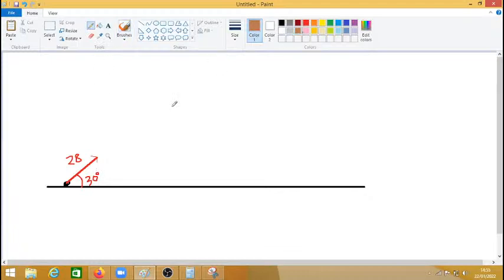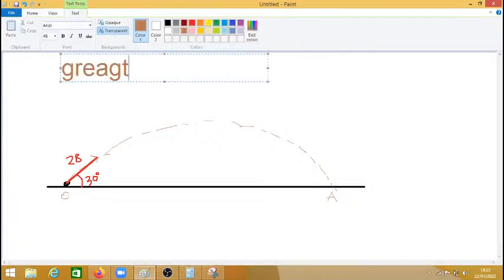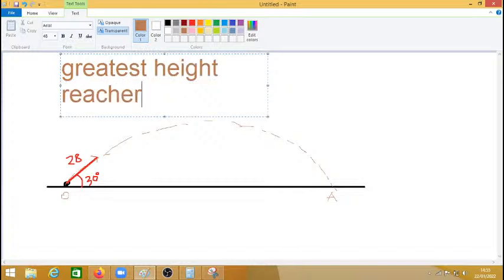So as pictured earlier, that's going to cause this kind of rainbow motion of the path of that projectile, and when it reaches the ground again, we're going to call that point A, and the original point is O for original. And the question is, can we work out the greatest height reached?